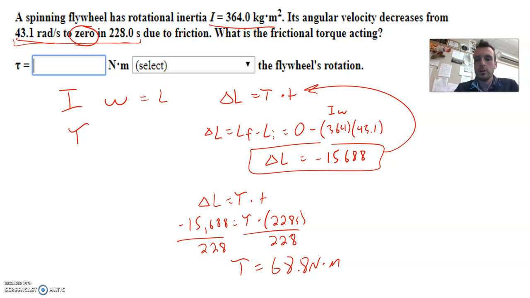Okay, so you really have to be able to juggle all these things. It's all about what you're given, because sometimes you can get angular momentum from I omega, sometimes you can get angular momentum from torque times time, sometimes you have to use both.